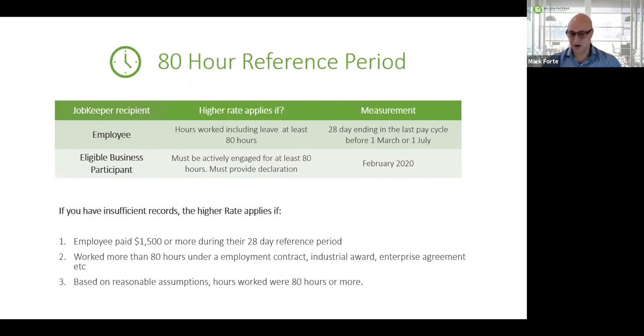So that's something you might have to go through. You have to make reasonable assumptions and document it, because if you ever do get an audit from the ATO, you'll be requested to provide how you worked out the 80 hours, particularly for the part-time staff.